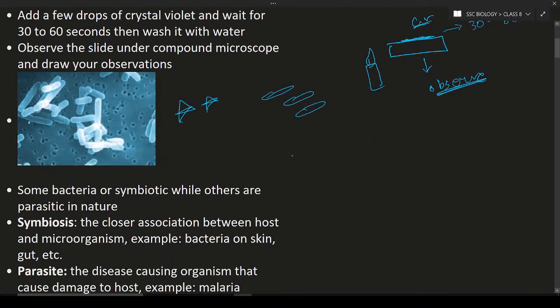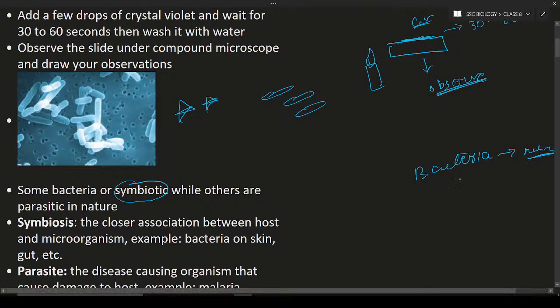Bacteria are of different types. Some are symbiotic. What is meant by symbiotic? Symbiotic bacteria have a closer association with the host. For example, in our gut or stomach there is a bacteria. This bacteria provides some kind of nutrients to our body, and in return we provide food and shelter to the bacteria.